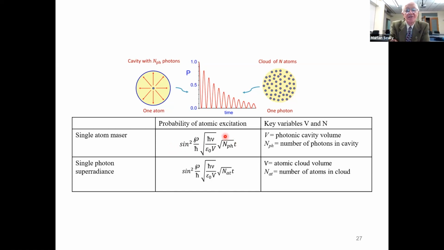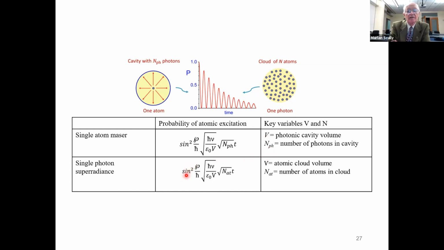So here we have the results of an atom oscillating between the state with a matrix element coupling the excited and ground state, P divided by h bar times the square root, the ubiquitous electric field per photon, the energy of the photon h bar times nu divided by epsilon 0 MKS units times the volume of the cavity, times, of course, the square root of the number of photons times the time. So that's the typical single atom maser type result. V, I emphasize, is the photonic volume, and N is the number of photons in the cavity.